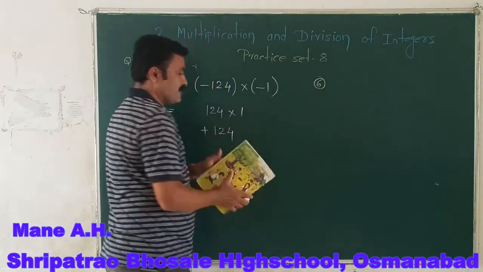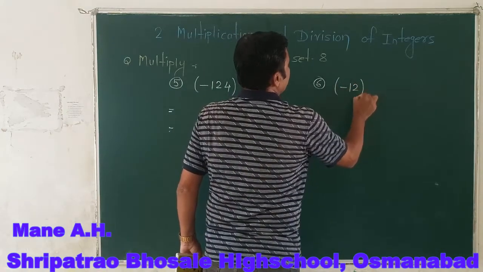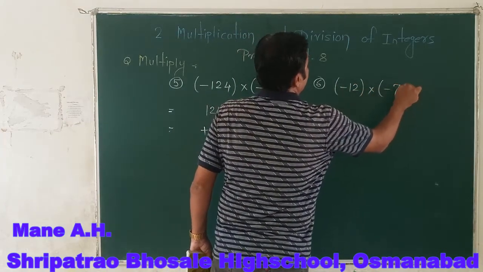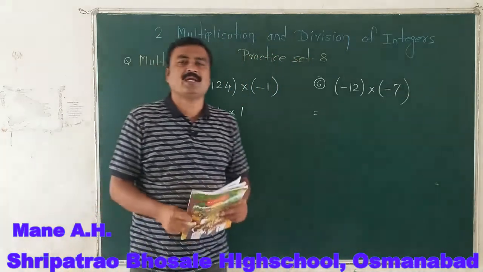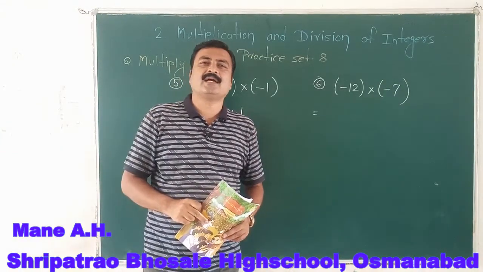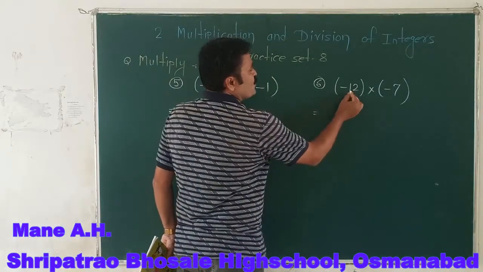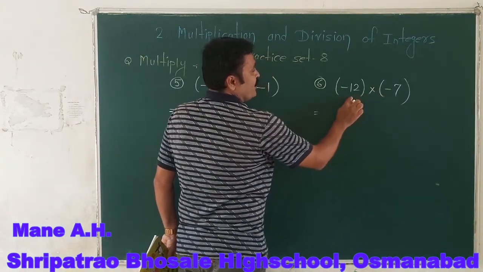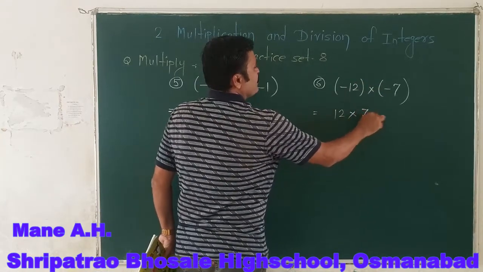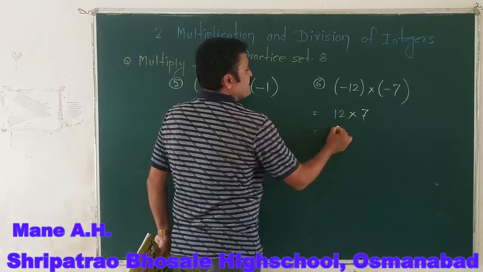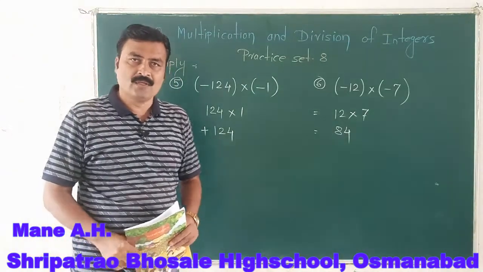Let's continue. Sixth example: minus 12 into first bracket into second bracket minus 7. Here, minus 12 and minus 7 are both negative integers. While taking their multiplication, first we take their magnitude. Magnitude of minus 12 is simply 12. Magnitude of minus 7 is simply 7. So 12 sevens are 84. We got the product of magnitudes as 84.